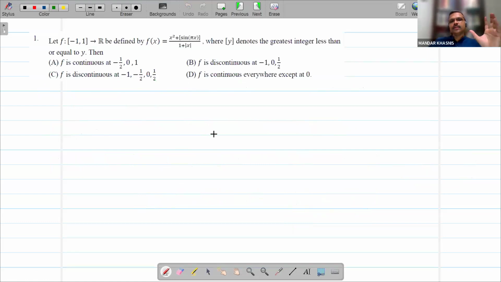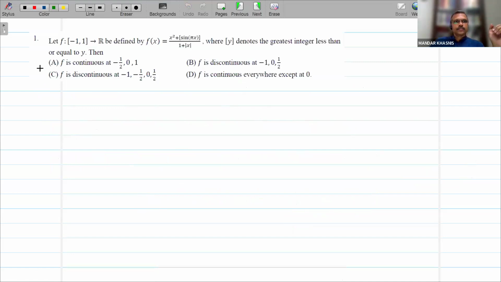So look at the first question. Don't disclose the answer, but I'm curious to know how many of you can manage this question. Which factor needs to be considered? You tell me. We have to check continuity. If I want to check the continuity, what about x square? Is it troublesome? No, sir.